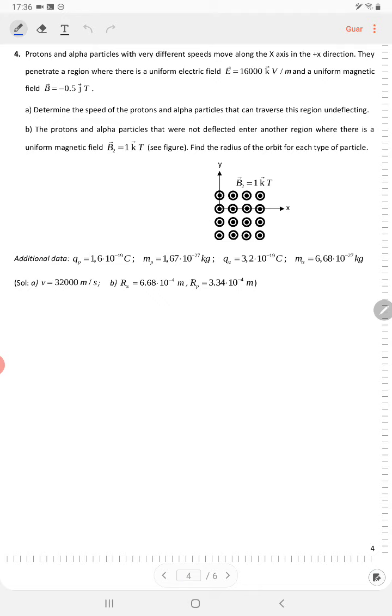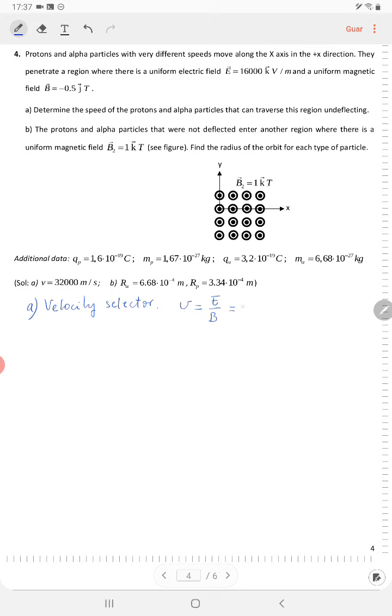So the first question asks us to determine the speed of the protons and alpha particles that can traverse this region undeflected. If you realize, this is a velocity selector. We studied that for this kind of configuration of electric and magnetic field, only those charged particles that have a speed equal to the ratio between the electric field and the magnetic field can traverse this area, and of course the velocity has to be perpendicular to both, which is already stated in the problem.